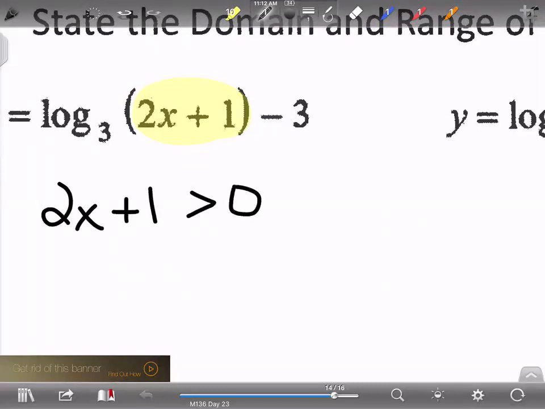Notice I don't care about those 3's that are in this problem. I don't care about the base. I don't care about the minus 3 out at the end. I only care about what's inside those parentheses and the fact that it must be greater than 0.